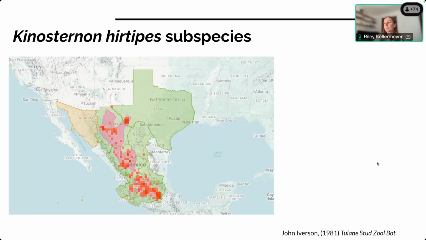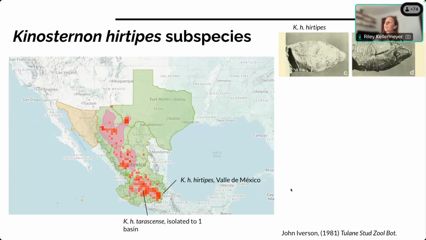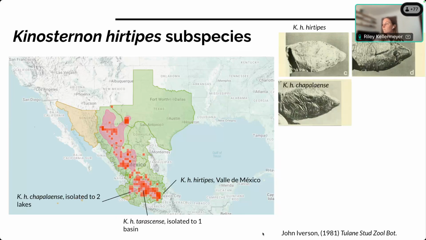But let's talk about the actual 6 subspecies. So this is work that was done mostly in the 70s by John Iverson. We have Kinosternon hirtipes, located in a pretty small area near Mexico City, Valle de Mexico. We have Kinosternon hirtipes terracens, I think I said that right, which is found in one basin, like a single water basin, down here in Michoacan.